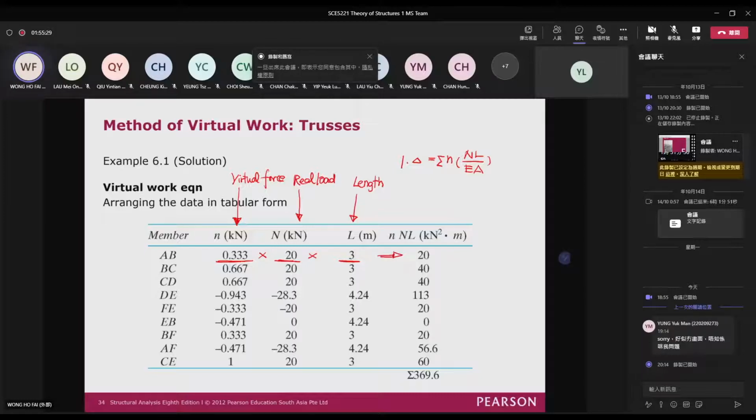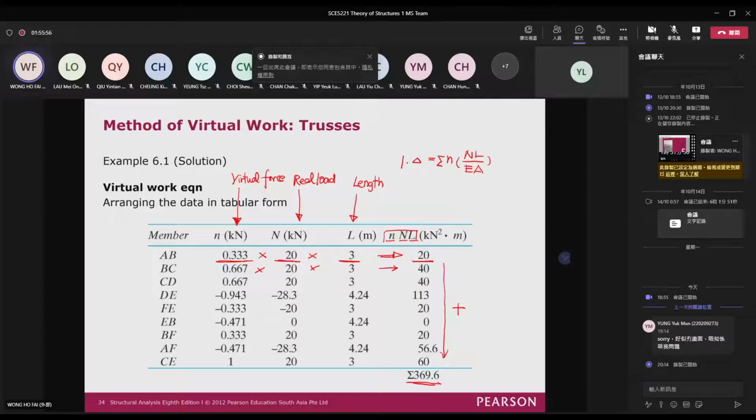This one is actually nL. This is for our first member, AB. And then we do the same for all the other members, and we get the values of nL. And finally, we add all of them, and then we find this answer.